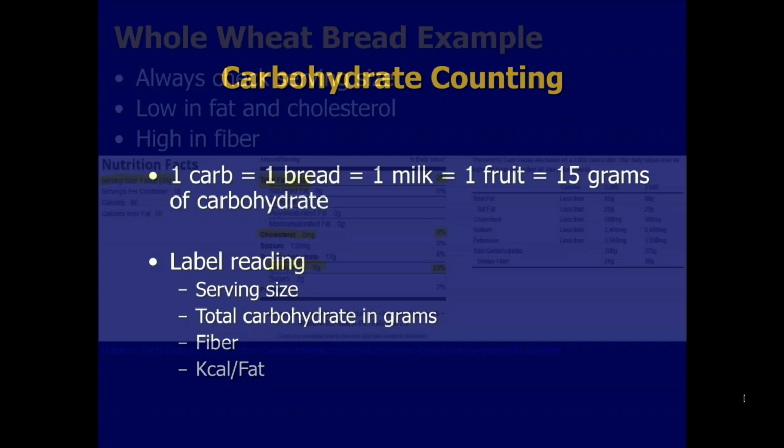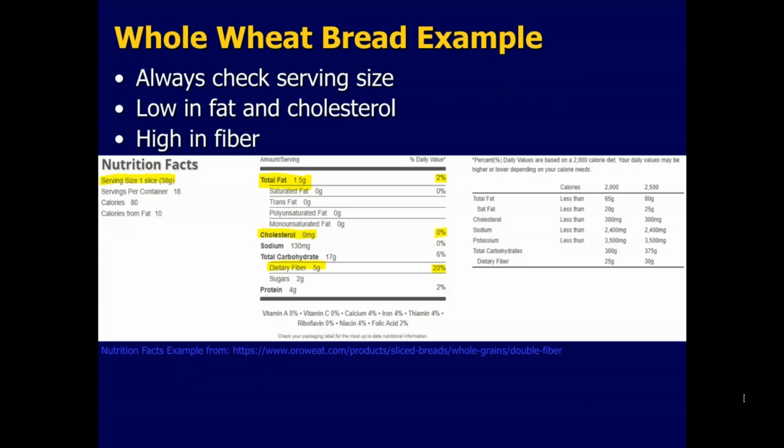Now, looking at this label, this is a whole wheat bread example. On the left-hand side, always look at the serving size. One slice here says 38 grams. And always look at whether it's low in fat, which is highlighted in the midsection. It's got 1.5 grams of fat, which is really not that bad. And if you really want to know if it's low fat, take the total calories from fat on the extreme left, which is 10, divided by total calories, which is 80, times 100. It should be less than 30%. So in this case, it's kind of low fat, obviously because it's a whole wheat bread.